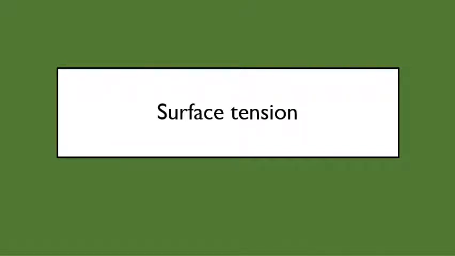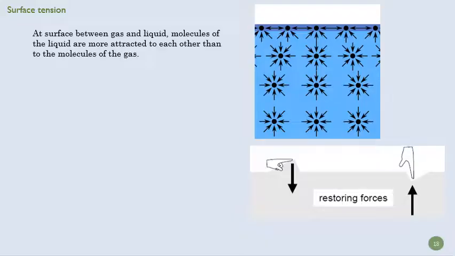The last little video in fluid statics is on the phenomenon of surface tension. What is surface tension? Well, at the surface between a gas and a liquid, the relationship between the molecules in the liquid changes. In the liquid, you have a certain amount of attraction and repulsion between all of the molecules, and so they stay relatively well spaced.